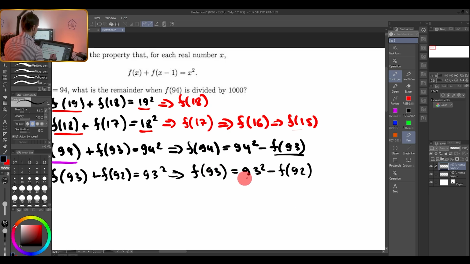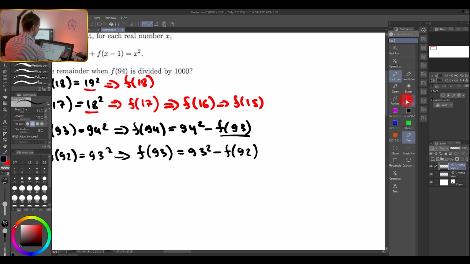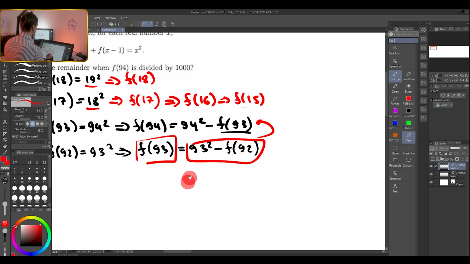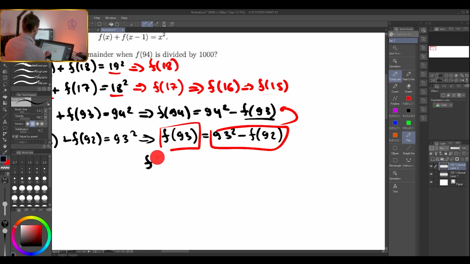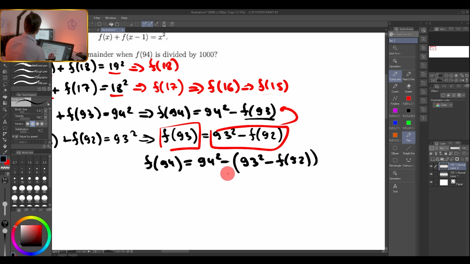And you can see that these equations look similar, and what you can do, you can take f of 93 from here as this expression and substitute it right here. You will get f of 94 equals 94 squared minus, and here you shouldn't forget parentheses just not to mess up the signs, 93 squared minus f of 92. And here you will have difference of squares, which is also a great sign that you are probably on the right track, because difference of squares like this can be calculated very fast.